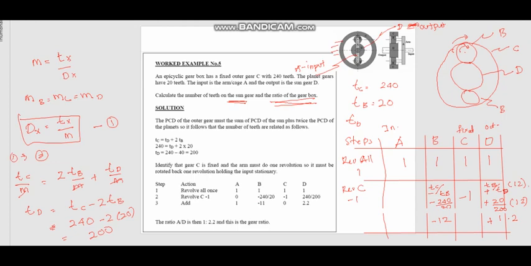So basically, if B rotates minus 12 times, minus its direction, D will rotate 1.2 times only. Okay. And what happened to A? A does not move, right? Because it's independent of all the gears, right? So it's equal to 0. Right? So the next step we add all together. So when we add them up, this becomes 1, this becomes minus 11, this becomes 0, and this is 2.2.